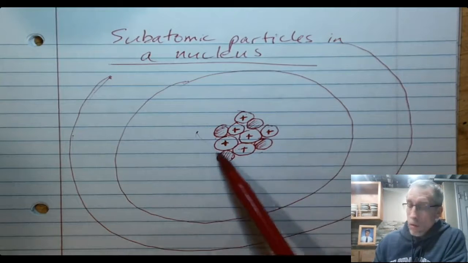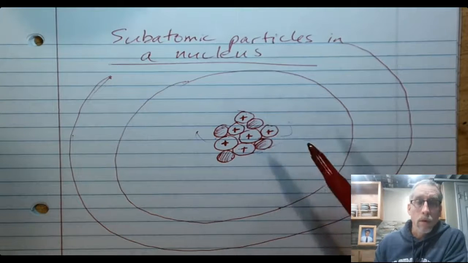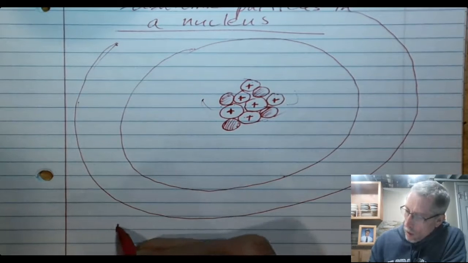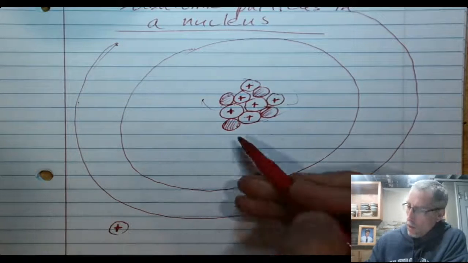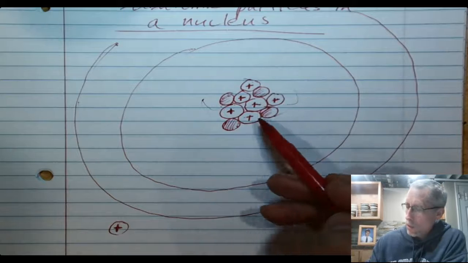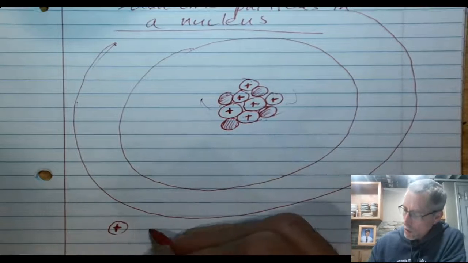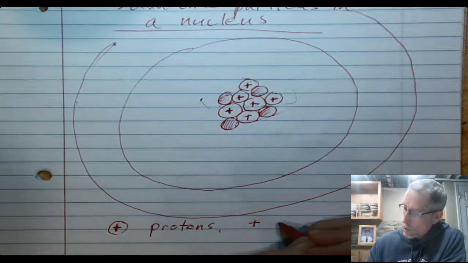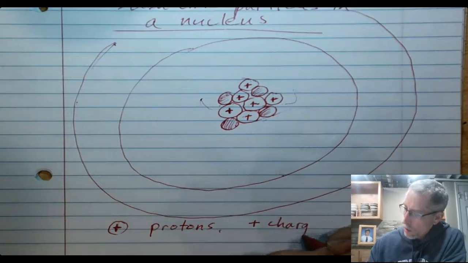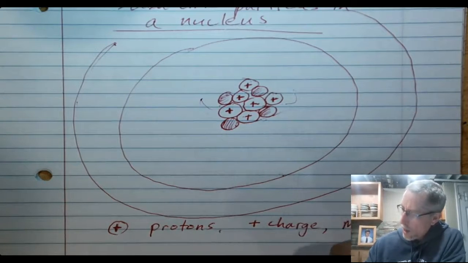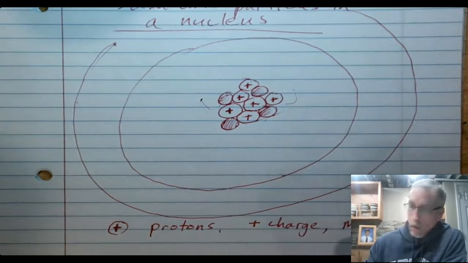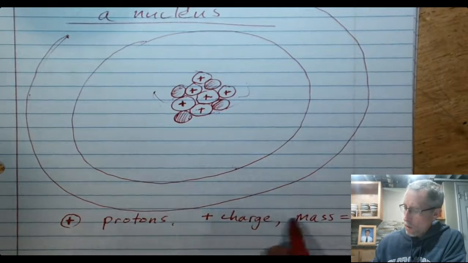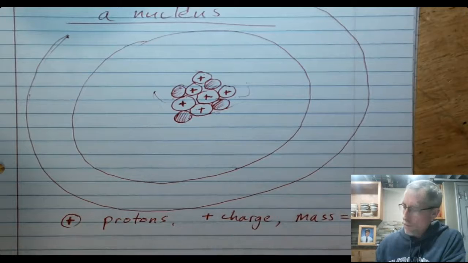The two that are in the nucleus are called the protons and the neutrons. I've indicated here by this symbol, see these? There's 6 of them: 1, 2, 3, 4, 5, 6 that are pluses. These are protons. They have a plus charge, and they have a mass number of 1. So a mass of 1 and a charge of +1.